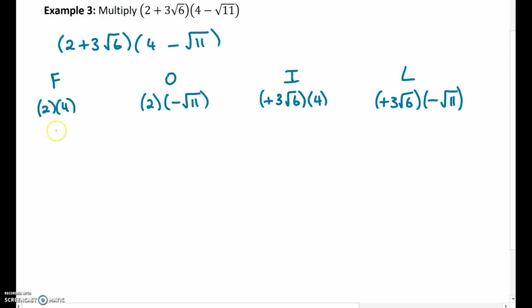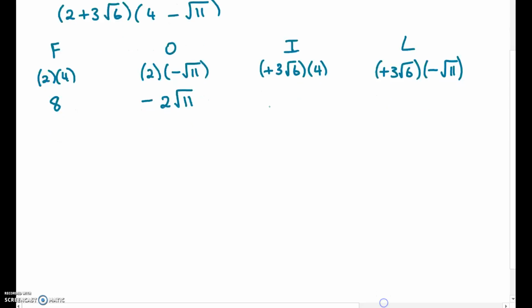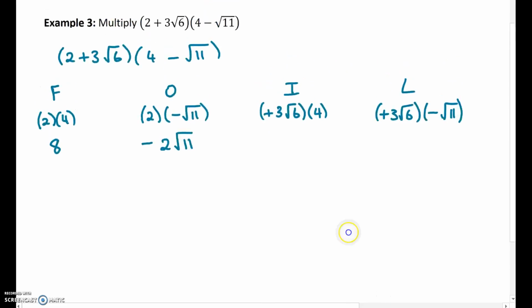Now 2 fours are 8, just regular whole numbers there, so nothing strange. 2 by negative root 11. Well, a plus by a minus is minus, and it's a regular number 2 by a square root number, so you just put them together. So minus 2 root 11. Plus 3 root 6 by 4. So the signs here are going to be plus. The 3 and the 4 are regular numbers, so multiply those. That's 12. The square root of 6 doesn't have anything to multiply with, so just leave it as the square root of 6.